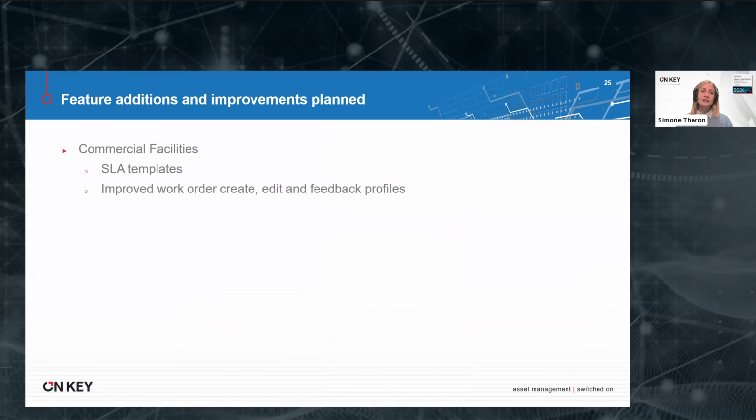And then for our next release cycle, things that we're working on in terms of commercial facilities, we will be adding SLA, service level agreement templates that can be used as is, which will also make implementation much easier and will provide good examples of these SLAs. And then also we want to improve the work order create, edit, and feedback profiles to make it more slick and easy for users to interact with the system.